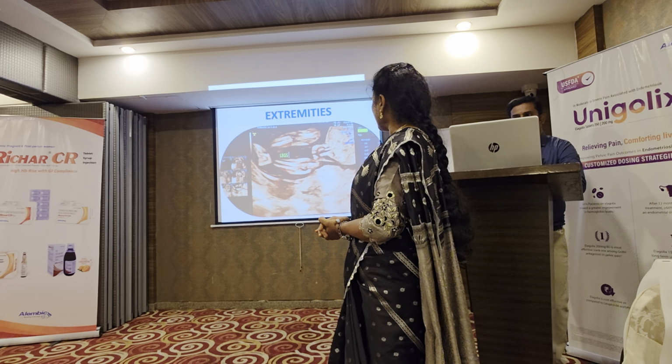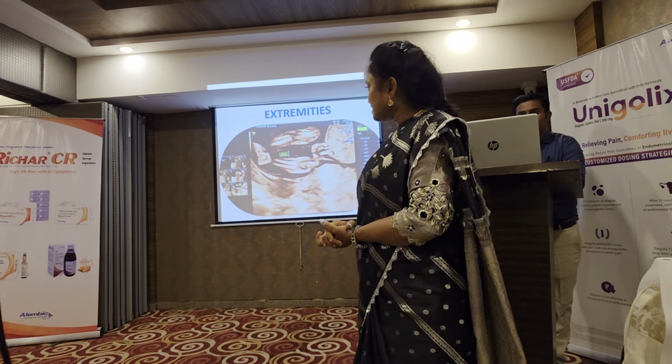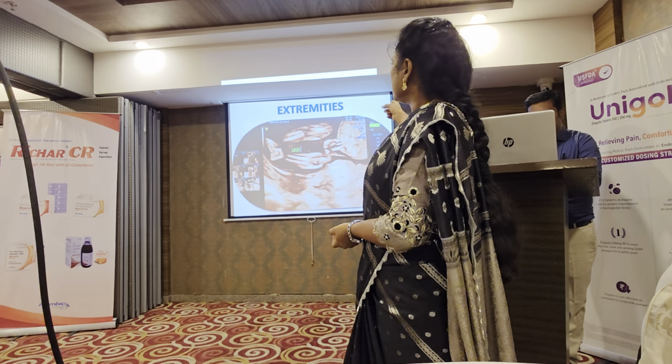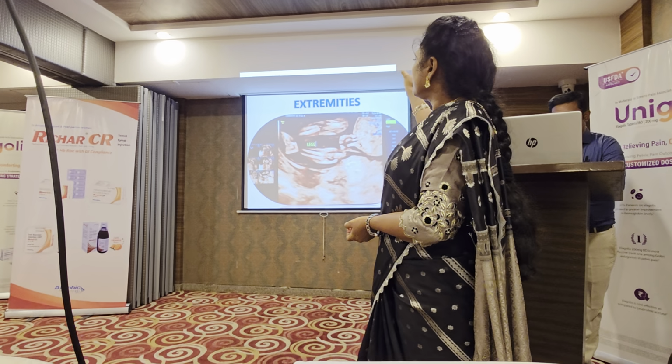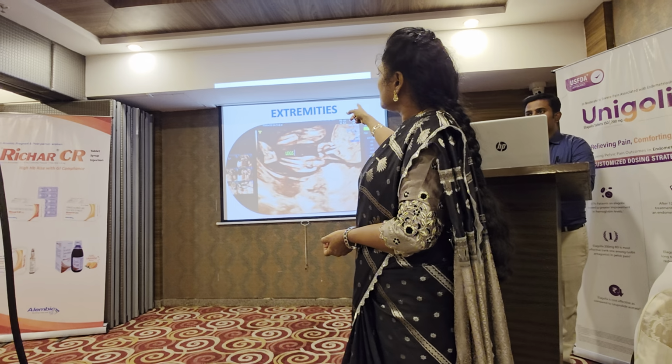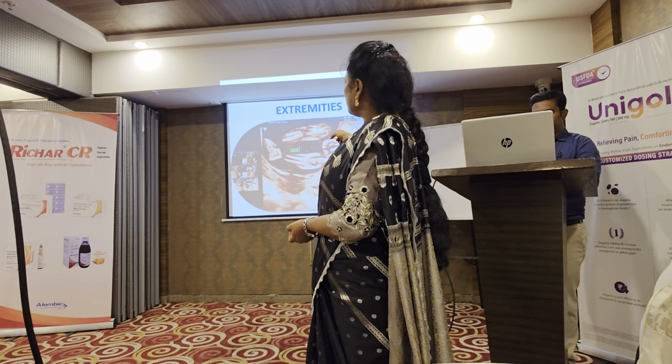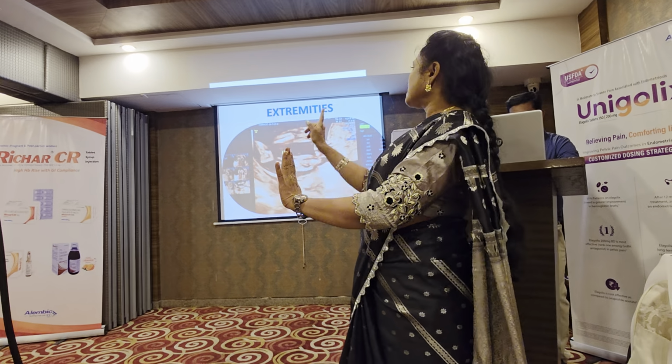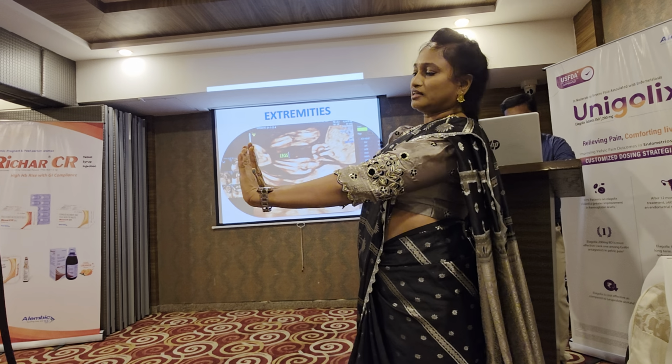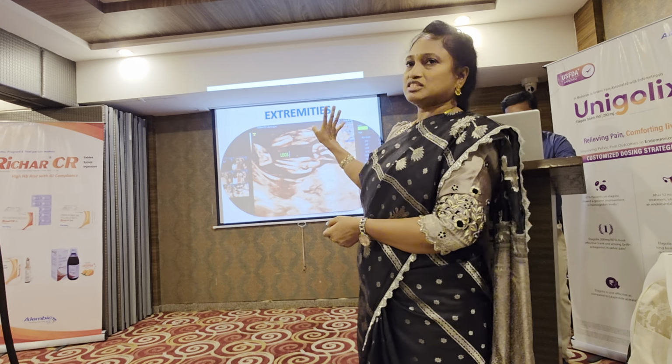Next one. Okay, now the extremities. So here it's a clear cut. You can see the femur, knee joint, both the lower limb, I mean fibula, tibia, and at right angles you can see both the feet. If the feet are this way at right angles, it means everything is fine.